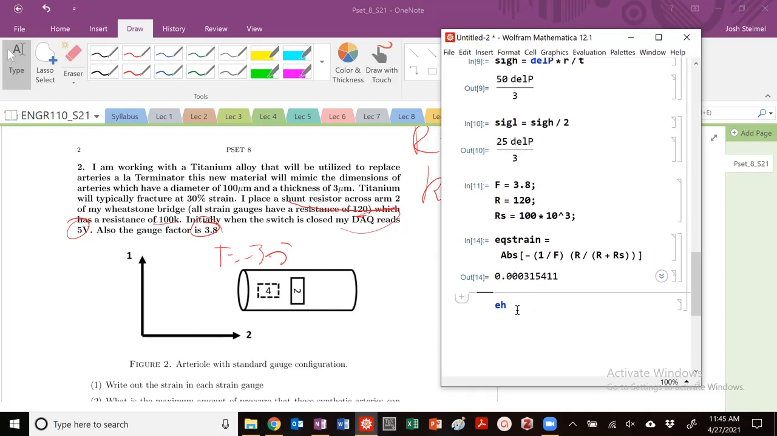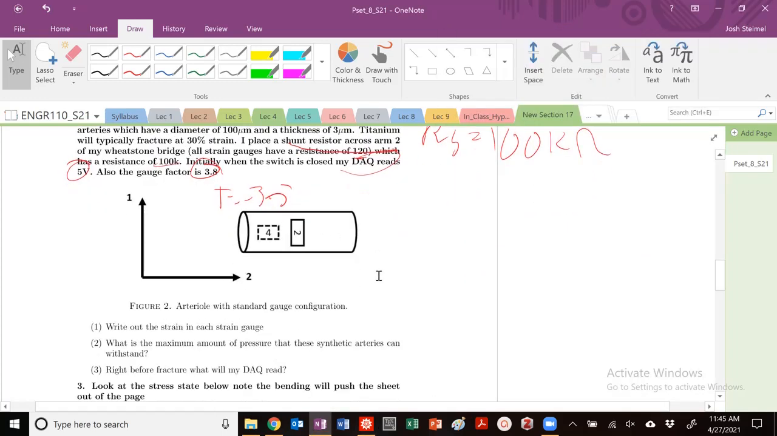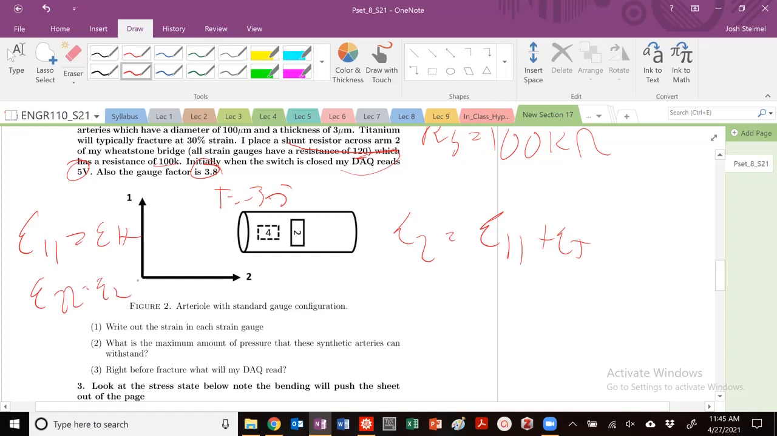So now let's write out the strain in each of the strain gauges. My strain in 2 is going to measure essentially the strain in the 1-1. That's the thermal strain, and I know that my strain in the 1-1 is going to be equal to my hoop. My strain in the 2-2 is going to be equal to my longitudinal. So my 4 is equal to strain in the 2-2 plus thermal strain. So strain in 2, strain in 4. So that's the strain in each of the strain gauges.